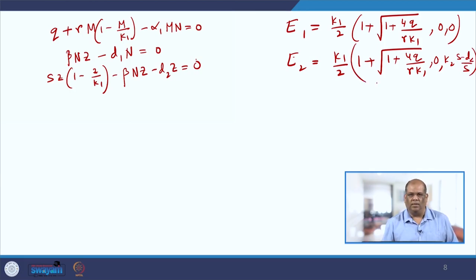Now, since these are cells, they cannot be negative. So, this must be greater than 0. So, S must be greater than D2. This is for the existence of E2, which implies that S must be greater than D2.